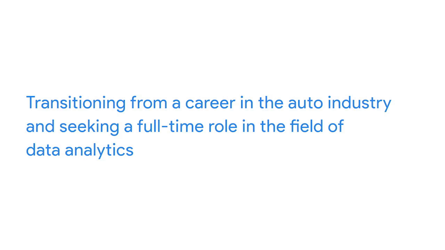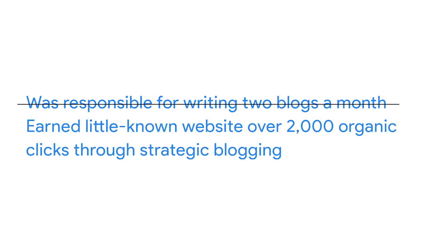One strategy you can use in your summary and throughout your resume is PAR statements. PAR stands for Problem, Action, Result. This is a great way to help you write clearly and concisely. So instead of saying something like, was responsible for writing 2 blogs a month, you'd say, earned little-known website over 2,000 new clicks through strategic blogging. The website being little-known is the problem. The strategic action is the strategic blogging, and the result is the 2,000 new clicks.